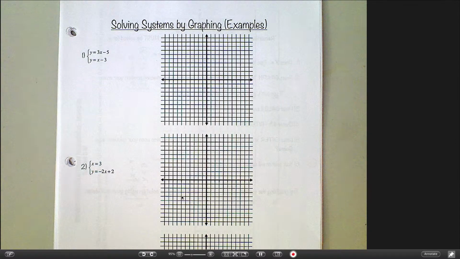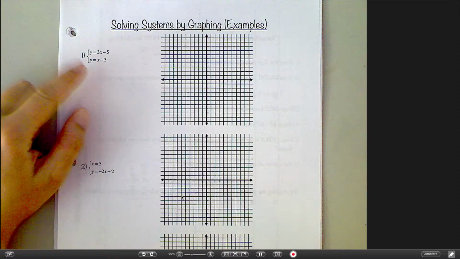Perpendicular. Okay, not necessarily perpendicular, but they intersect. Perpendicular means they cross at a right angle. These are going to be crossing all different ways, but the point that they intersect at is the solution to the system. And that's what we're focusing on today: finding the solution, or the one point that both of these lines have in common.